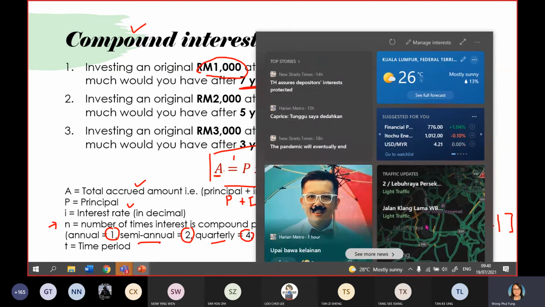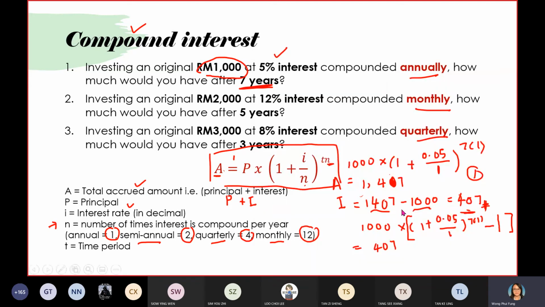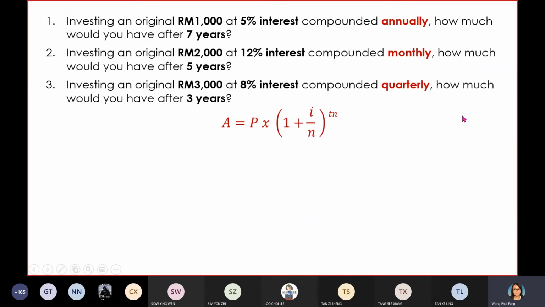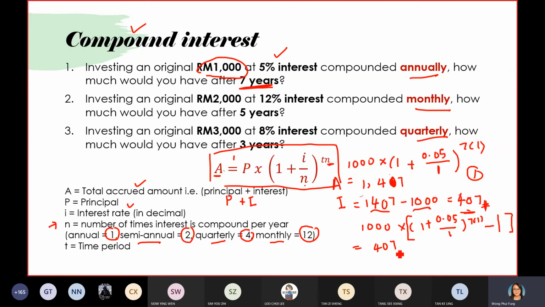407, isn't it? Okay, wait. Is it similar to this one? So to make it a shortcut, you use method number 2. Minus 1 at the end, then you should be able to get the interest accrued.